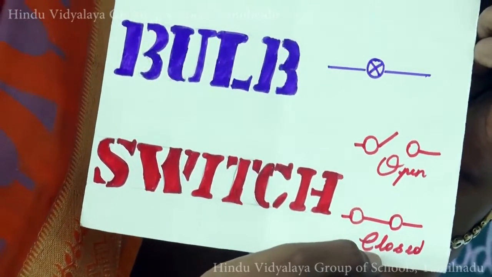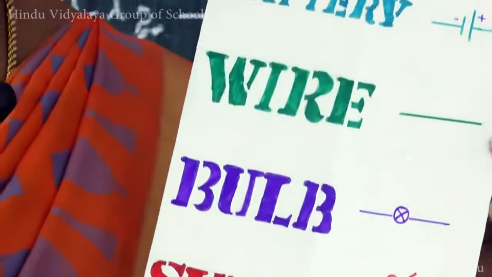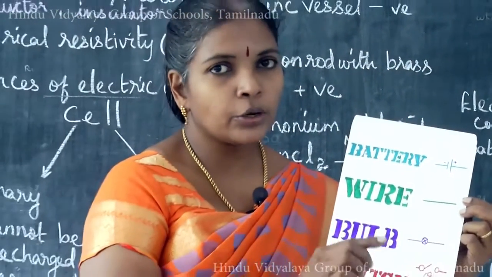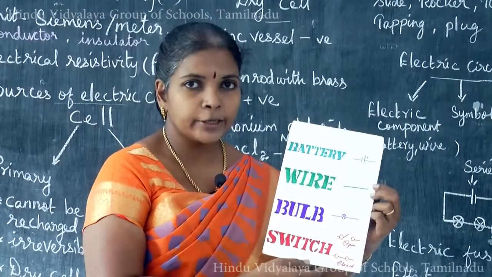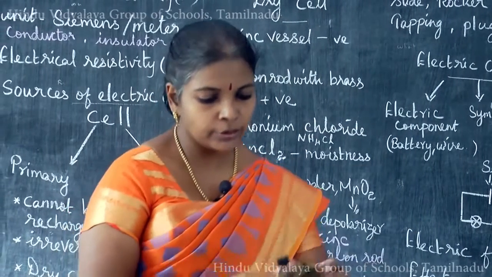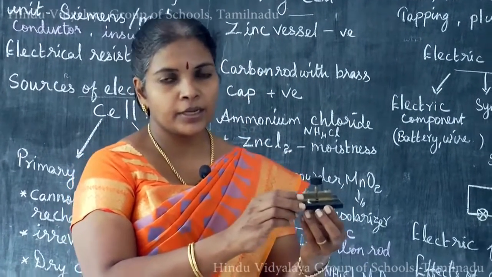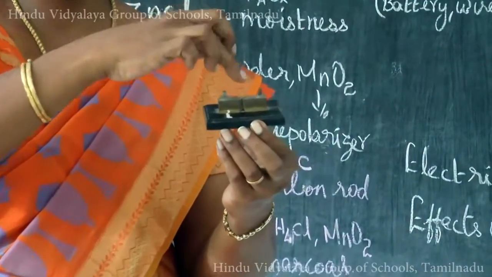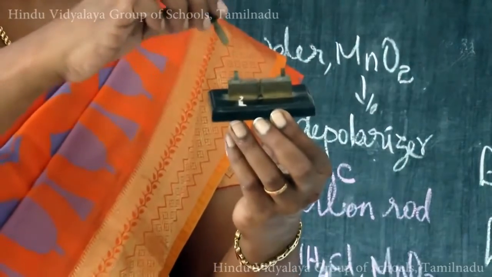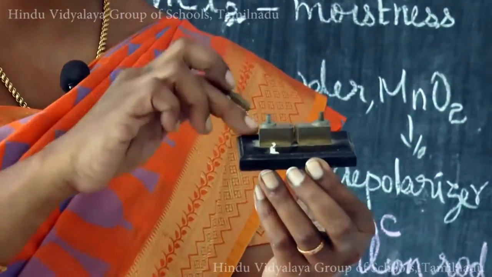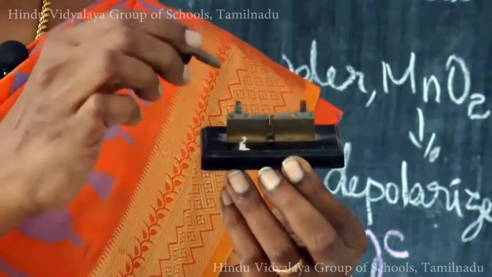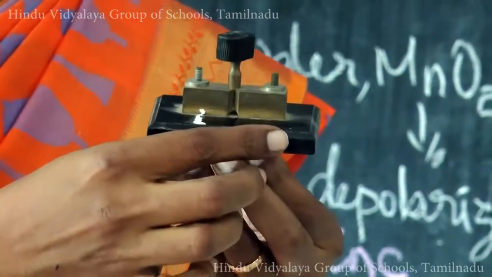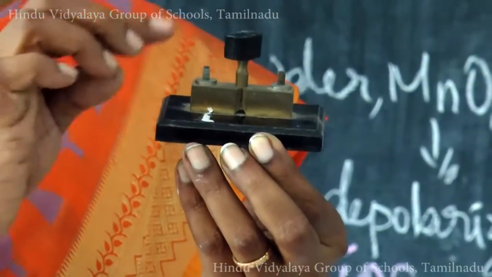Okay, are you clear about these symbols? By using these symbols, we can draw circuit diagrams. Circuits drawn by using these symbols are called circuit diagrams. So you know, this is a plug key. It also acts like a switch. When it is open, the circuit is broken. Therefore, current does not flow through the circuit. It is said to be open circuit. When it is closed, the circuit is called a closed circuit and current passes through it.